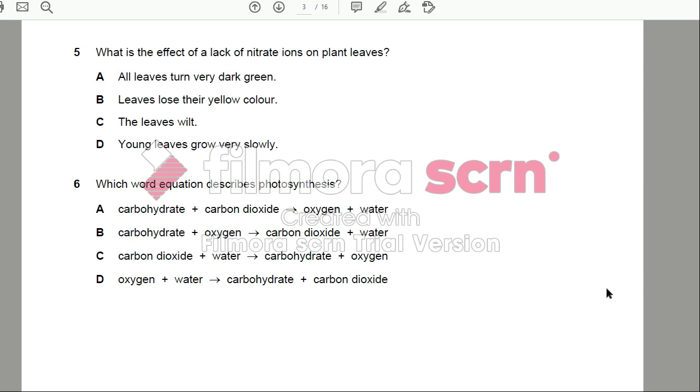The leaves wilt. They always wilt when they have insufficient water in them, meaning when the transpiration rate is higher and the uptake of water is less. So in that condition they wilt, so again incorrect. Young leaves grow very slowly. Yes, it shows their growth. So this option D is linked with the question, and D is the correct answer.